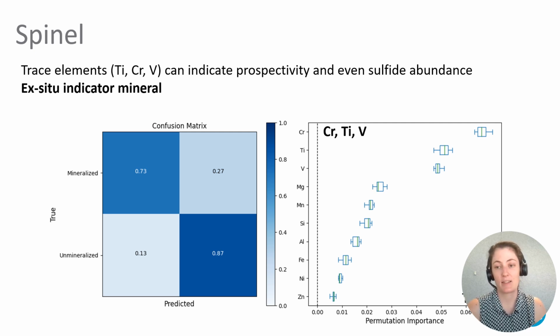And this means that spinel would be a really, really good indicator of magmatic sulphide presence. So it would be a really, really good indicator for exploring for nickel in any region where you can find a spinel on the ground.